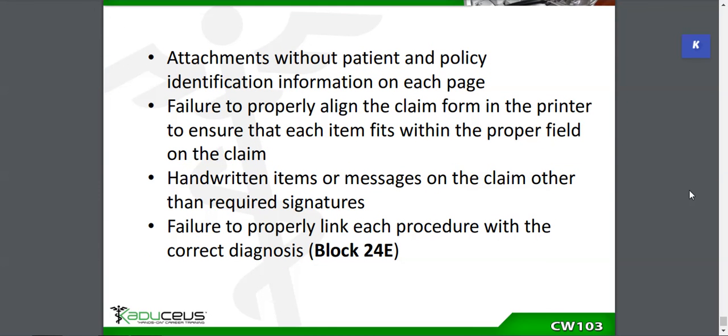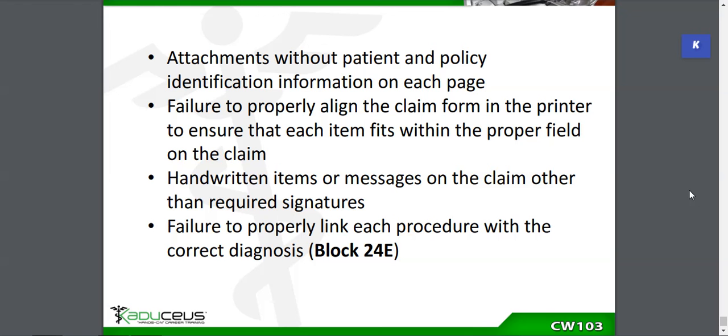Remember earlier too, I referred to if you need to send something to the insurance company, that attachments of outpatient and policy identification information on each page. They will throw it away because they don't know where it goes. They won't throw it away, but they'll dispose of it properly, such as shredding. But if the insurance company doesn't know who it belongs to, they're not going to try to figure it out. They'll deny your claim and say start all over again.